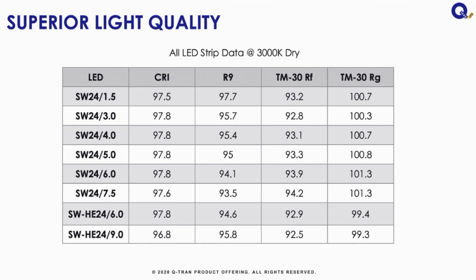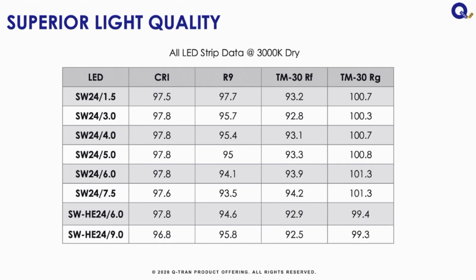So the Rf is the fidelity, which is the similarity to the reference source for all colors. And this is a 0 to 100 score, with 100 being the best. And all of the QTran static white LED strips are 92 and above.